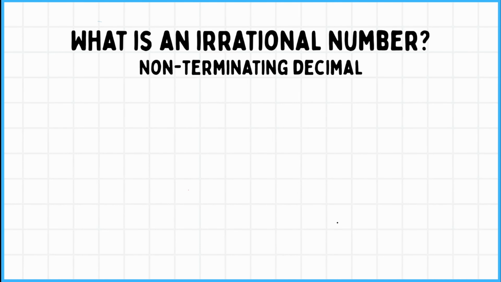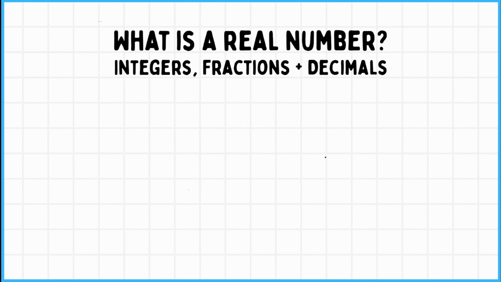An irrational number is a number with a decimal that is non-terminating or never-ending. One of the most famous examples of these is pi. Pi starts off as 3.1415... and it continues forever and ever. So when we have these non-terminating decimals, that's what we call an irrational number.